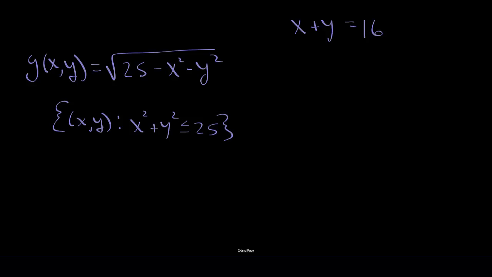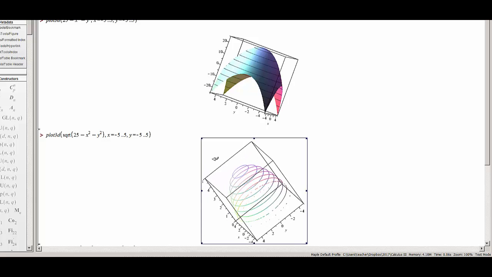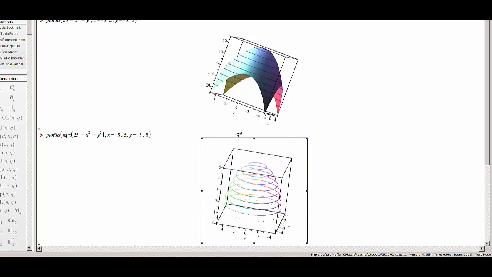So, realizing that's the domain, we could start plotting and finding level curves and see how this thing stacks up. And in fact, just to save time, I went ahead and did this one with Maple. I've plotted this, the square root of 25 minus x squared minus y squared, and you'll notice I've got it here. And you can really see these level curves, right? Does everybody see that?